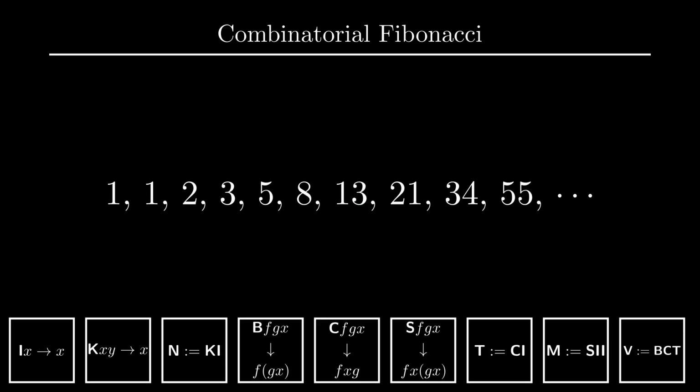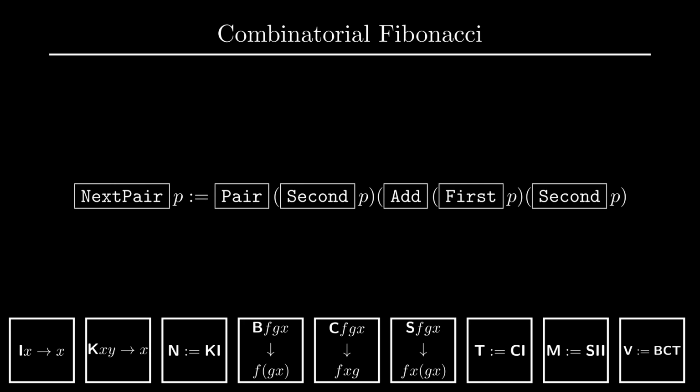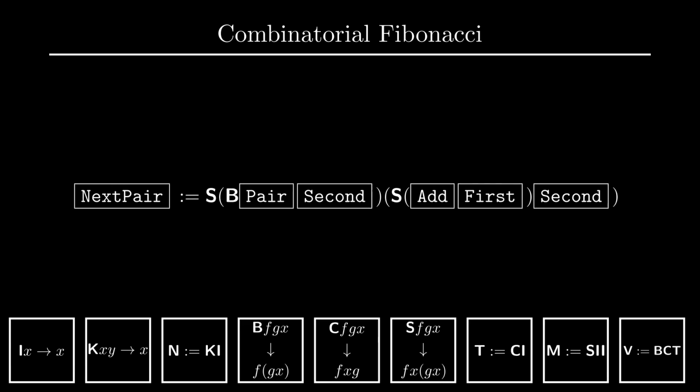The output is the pair where the first number is the second number in the input pair, and the second number is the sum of the two numbers in the input pair. The function that does this would be the following, which we can compile straight away. Now, all we need to do is to apply next pair n times to the pair 0, 1. Then read off the first number in the resulting pair.